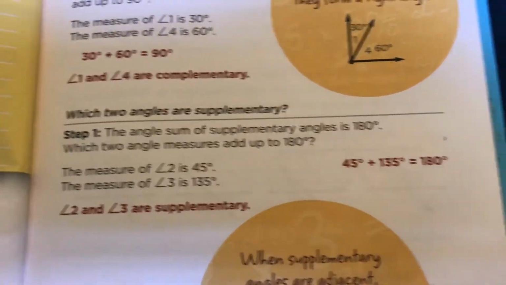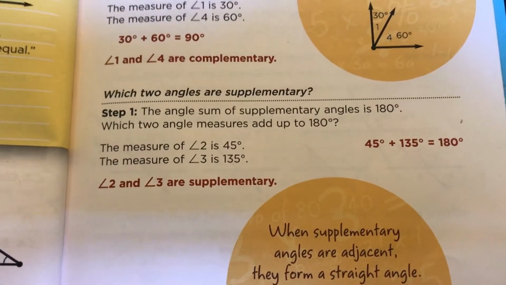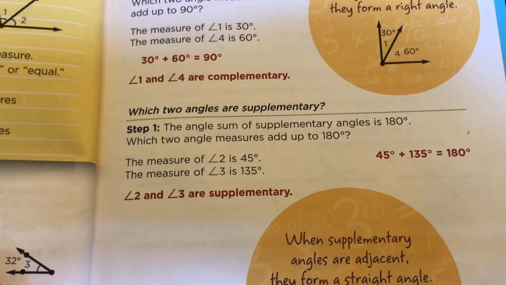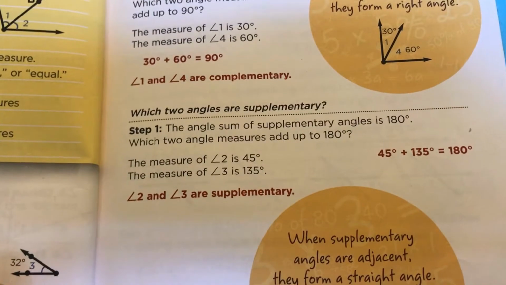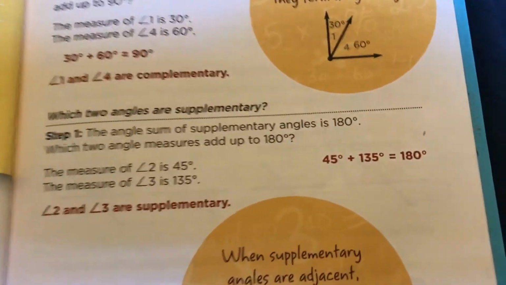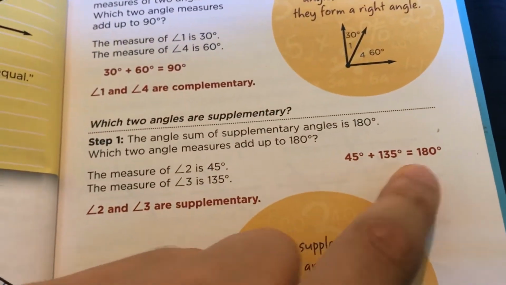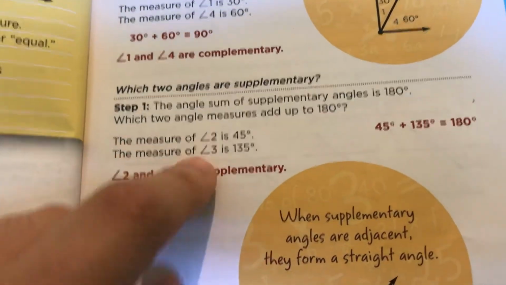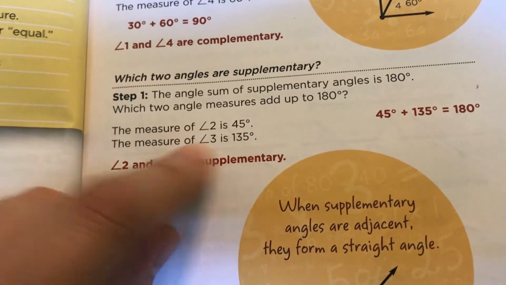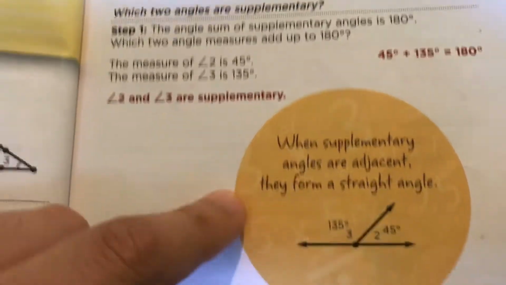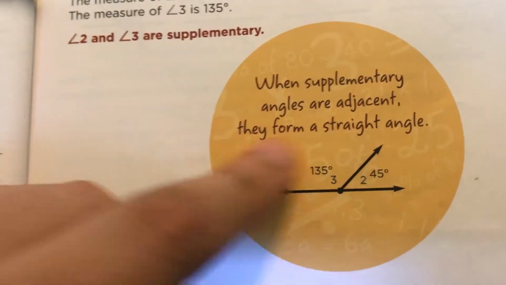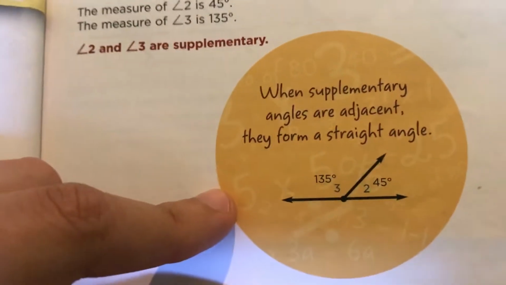Which two angles are supplementary? The angle sum of supplementary angles is 180. Which two angle measures add up to 180 degrees? 45 plus 135 equals 180. The measure of angle 2 is 45. The measure of angle 3 is 135. 2 and 3 are supplementary. When supplementary angles are adjacent, they form a straight angle.